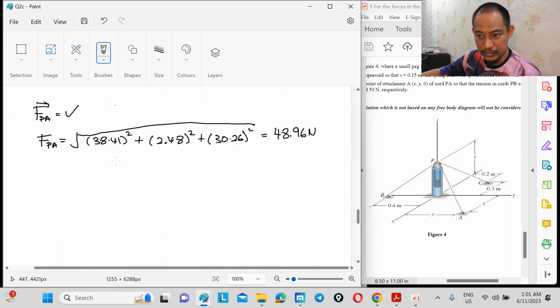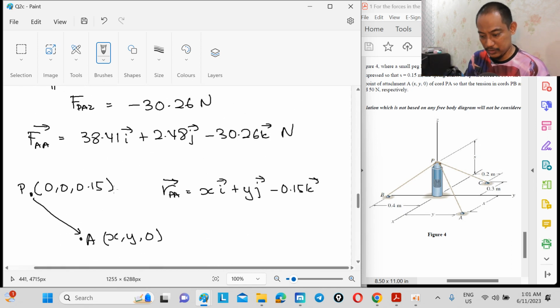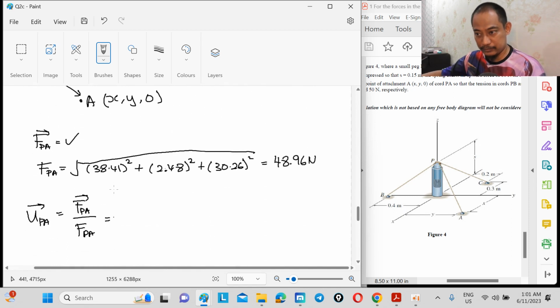Anyway, from here you can get what the unit vector PA actually is. That's one way, because we are trying to find x and y. So let's try to do this. It's basically the FPA vector divided by the FPA magnitude. It's hard when you are scrolling. So 38.41 divided by 48.96.